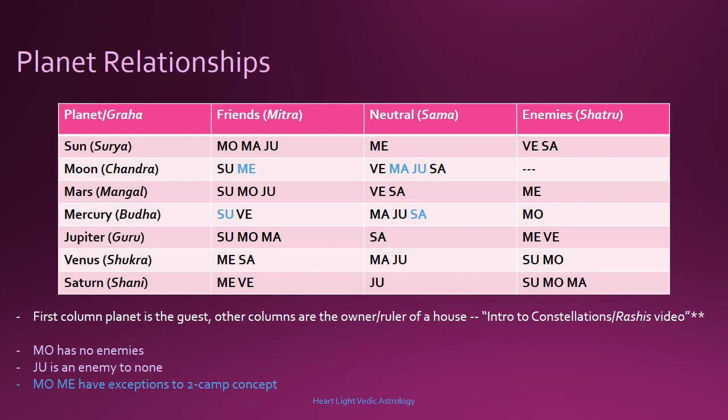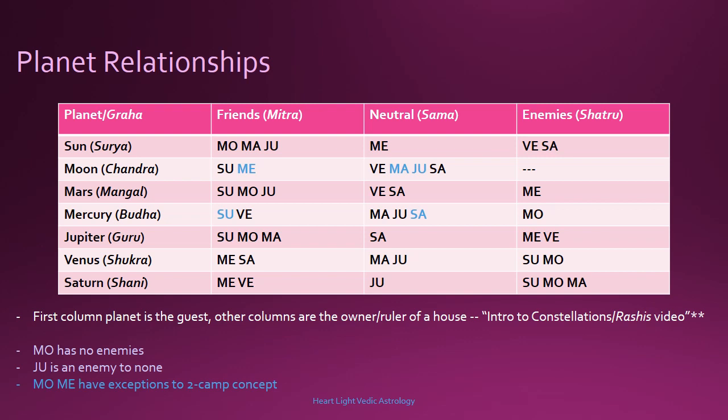Now we do have exceptions, and you can see in this chart the Moon I've highlighted in blue. Everything else is black here. The planets that are listed in blue are the planets that aren't following the 2 camp rule. So you can see that the Moon has exceptions and Mercury has exceptions. These are the 2 planets indicating different qualities of the mind. The Moon is the emotional mind and Mercury is the rational mind. Those are the 2 that have a little bit of a flip-flop there.